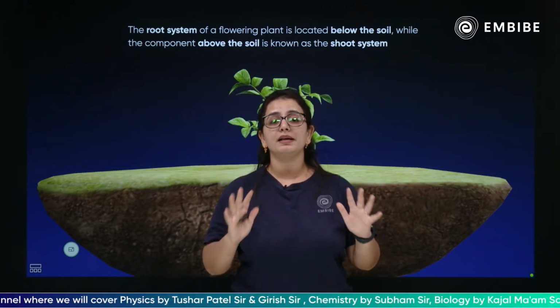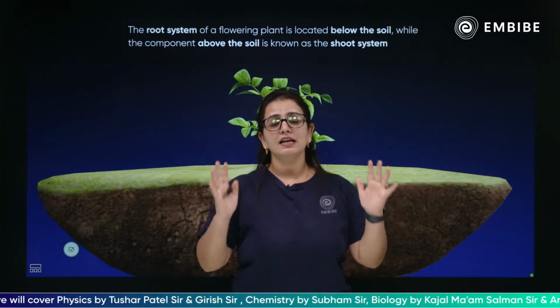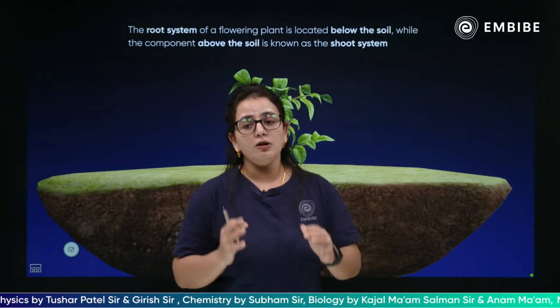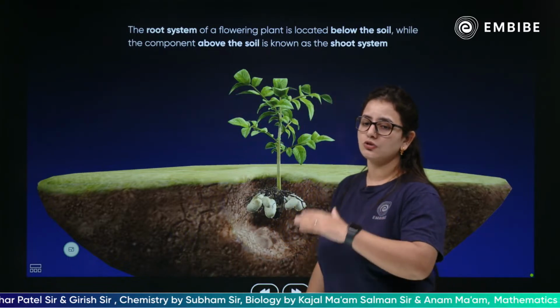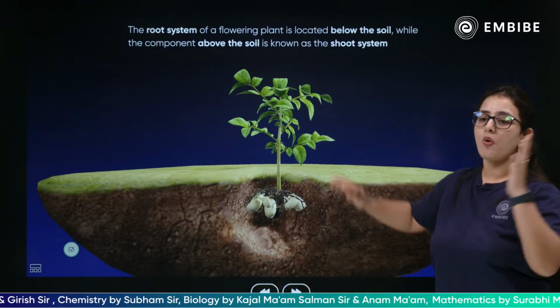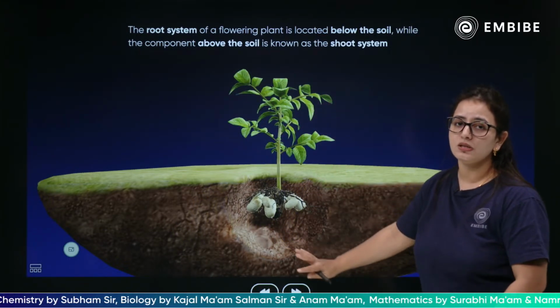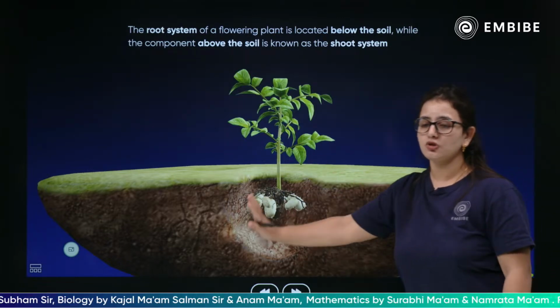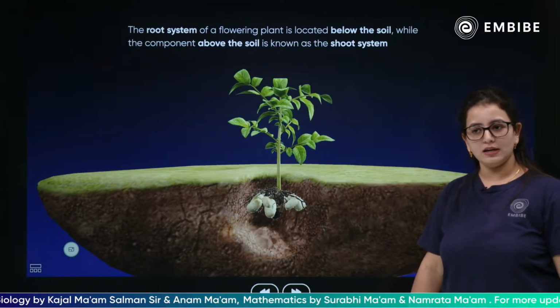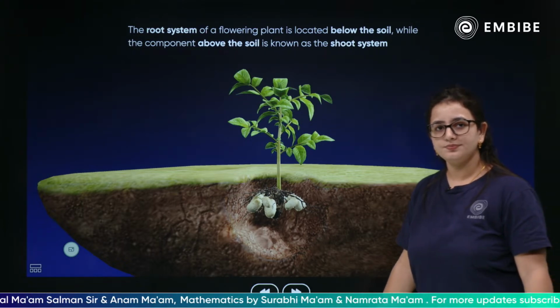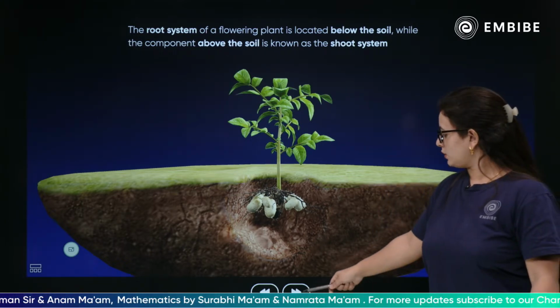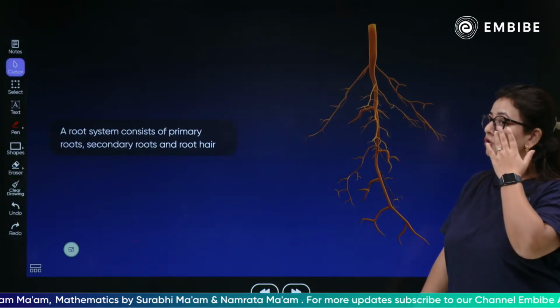But what is basic, what is the general characteristic, is that the root has to be always below the soil and the shoot has to be always above the soil. Both the systems are typically individual systems operating above the soil and below the soil. Clear? Shall we move? So moving forward, talking about the root system.